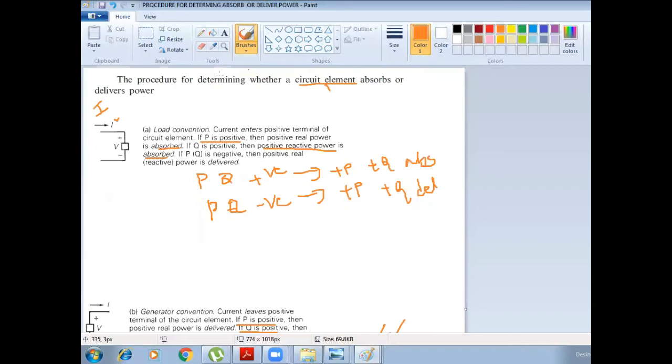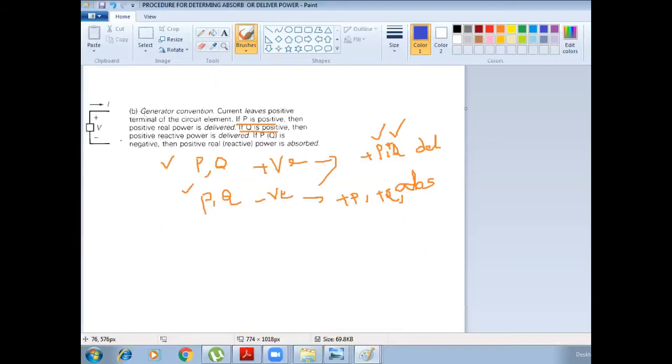Now again, let us consider one load for which the current enters the positive terminal of the load. If P is positive, then real power is absorbed by the element. If the reactive power is positive, then the reactive power is absorbed by the element. If P is negative, then positive real power is delivered by the element. If Q is negative, then positive reactive power is delivered by the element.